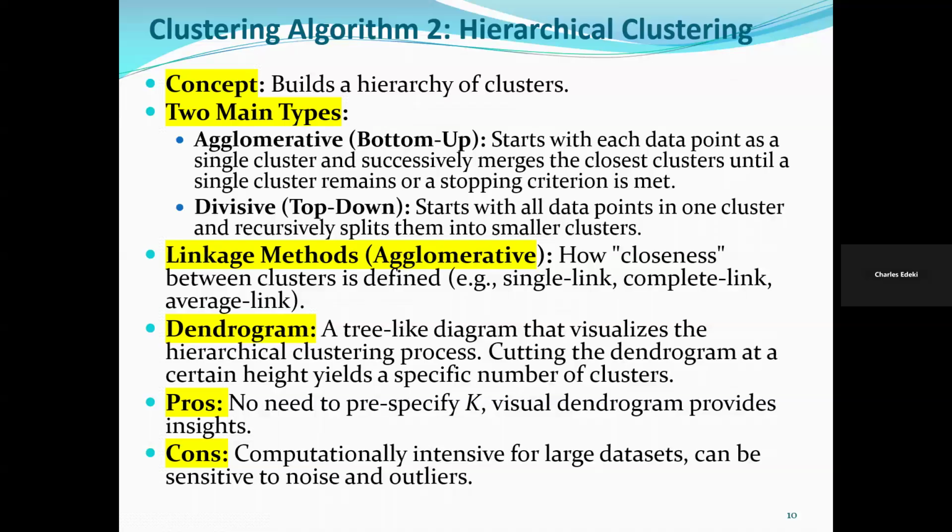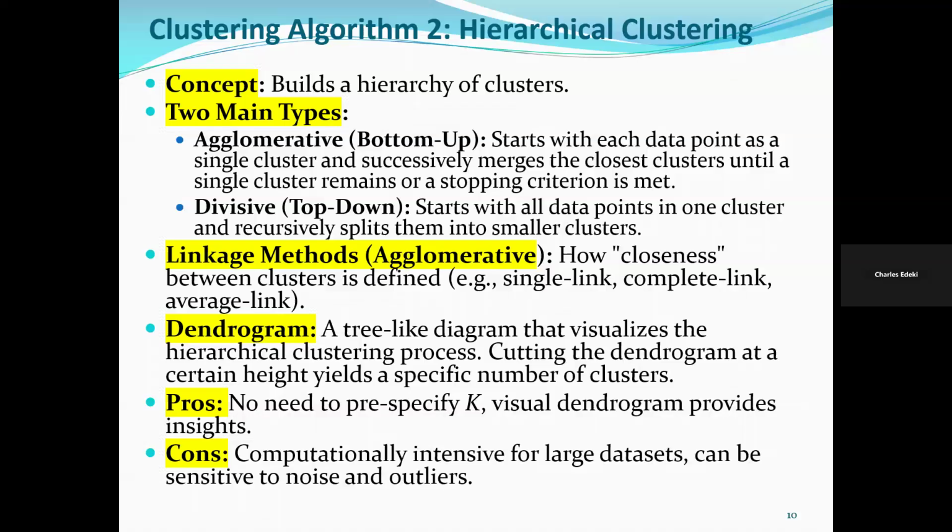So we go from down. Each data point is a cluster. Then we build them. The closest ones become two clusters, three, until we reach the top. Now, divisive will be the opposite. That's why we say top down.